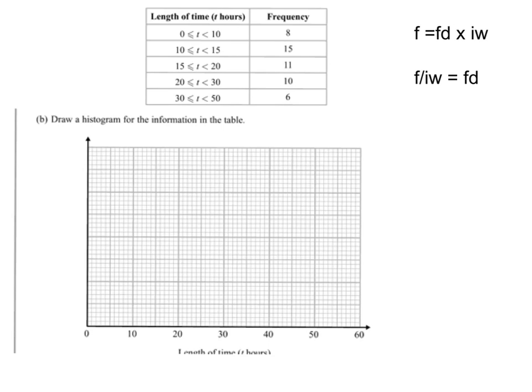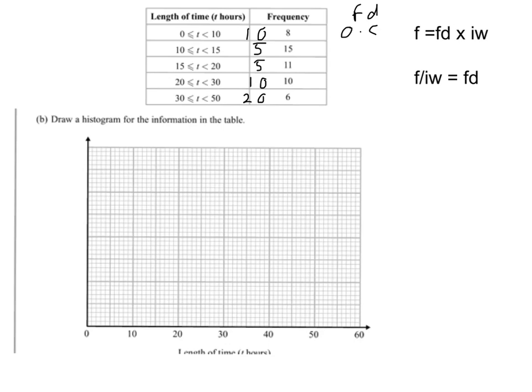So looking at the table, we can first of all start by putting in the interval widths. So 0 to 10 would be 10, 10 to 15 would be 5, as would 15 to 20, 20 to 30 is another 10, and 30 to 50 is 20. So that's my interval width. So my frequency density then is my frequency divided by my interval width. You can use a calculator for these bits if you want to.